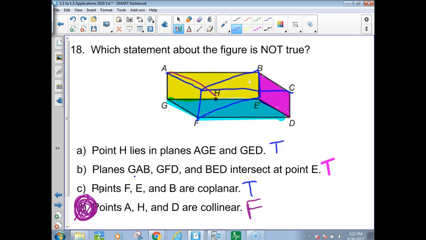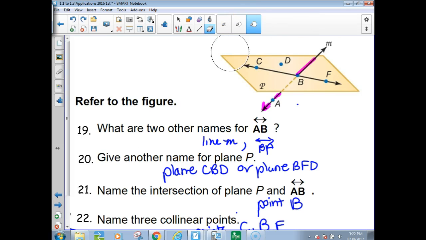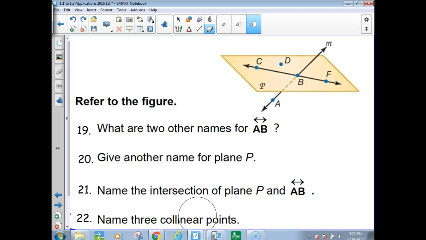You need to understand all of them, but when to read them and figure out which one is not true. Okay, look at a couple of these. This is something that we will have a picture similar to on the quiz.